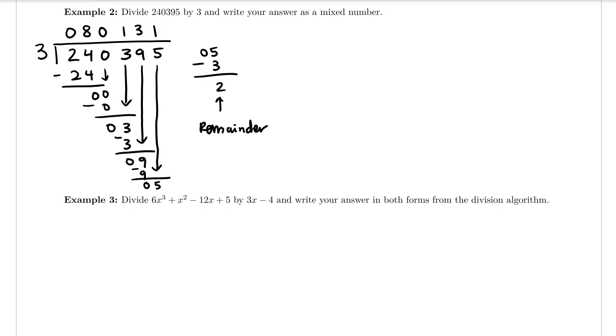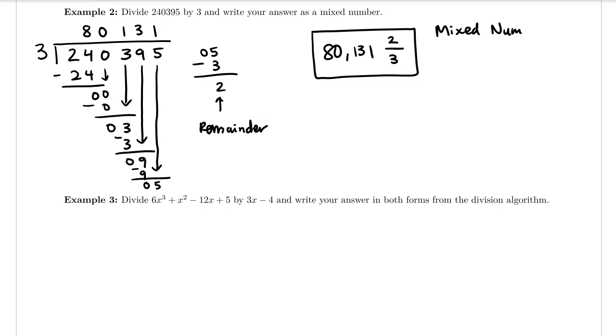So now we're going to write our answer as a mixed number. I can go ahead and drop the leading 0. So my answer is 80,131, and then we're writing it as a mixed number, so my remainder is 2, and my original divisor was 3. So this is our mixed number.